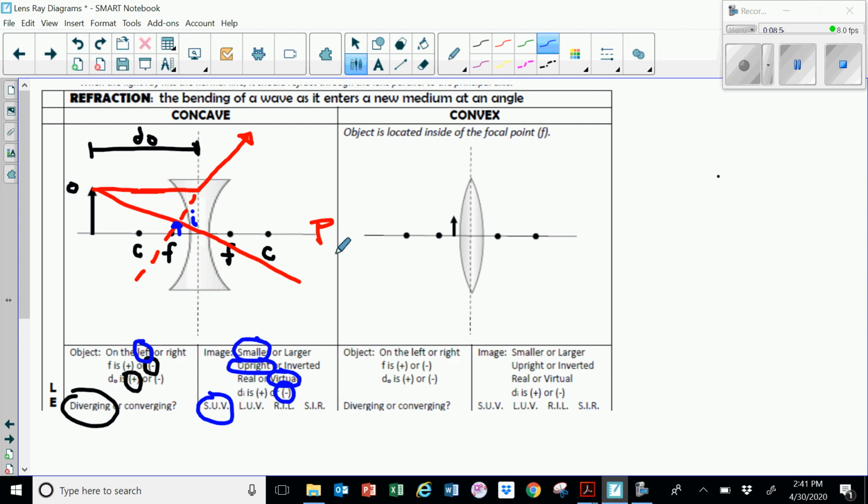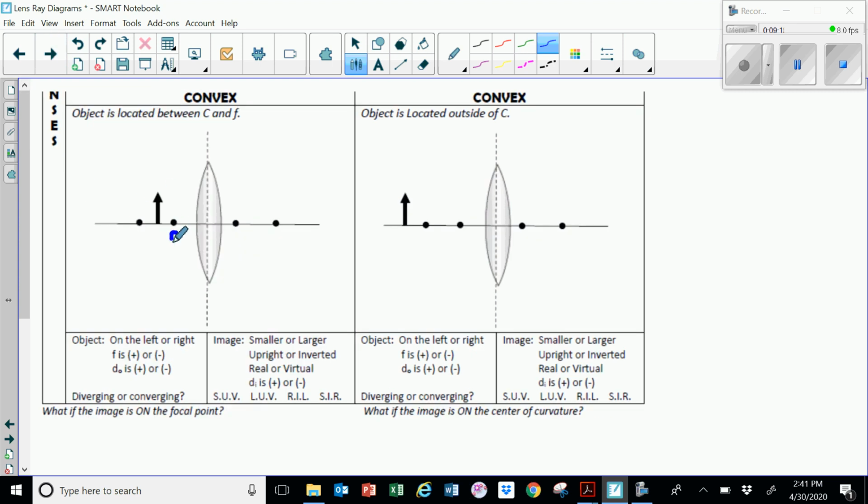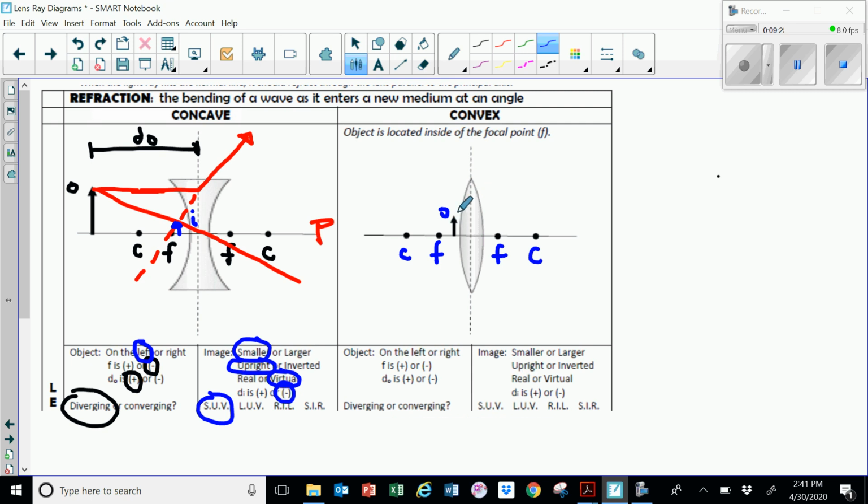Okay, let's move on. So now we've got a convex lens. There are three cases. There's a case where the object is located inside the focal point here. Then there are two more cases: where it's located between the focal point and the center of curvature, and another where it's located outside the center of curvature. Okay, we're going to go back to this one for a minute. This is the object.